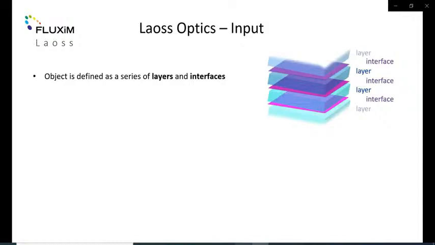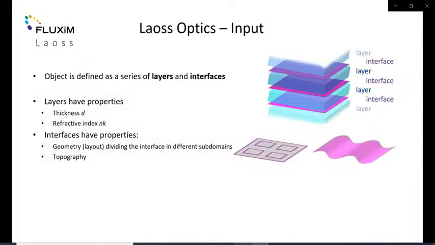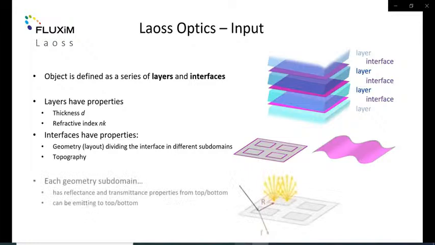The stack in LAOS Optics is defined by a sequence of layers and interfaces. Layers and interfaces have specific properties which have to be defined by the user. The interfaces, for example, are defined by geometry or layout and topography. The geometry itself is further divided into subdomains, for example, 4 pixels shown here. Each of these subdomains is characterized by reflectance, transmittance, and optionally emissive properties.